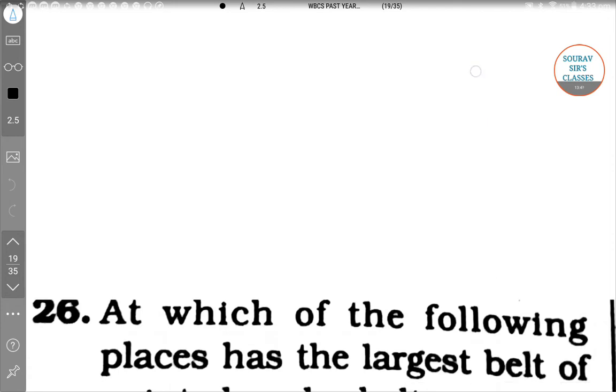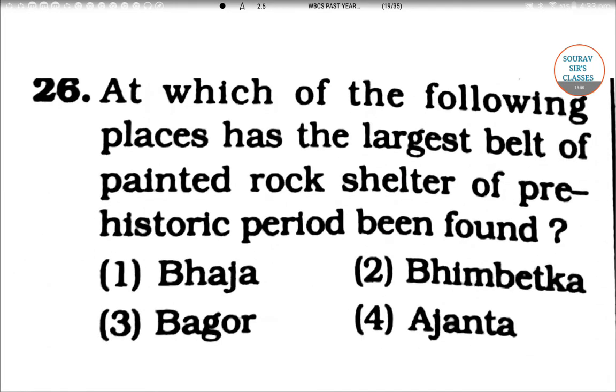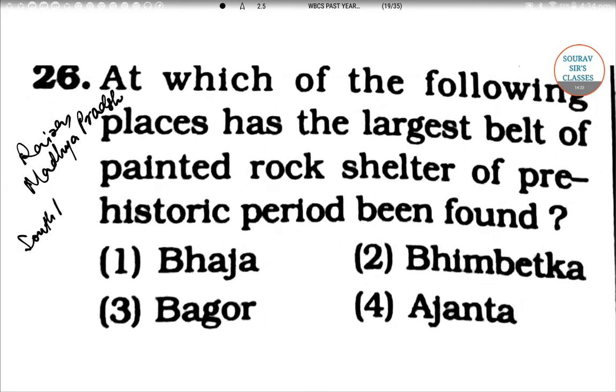At which of the following places has the largest belt of painted rock shelters of the prehistoric period been found? Bhaja, Bhimbetka, Bagor or Ajanta? So Bhimbetka, located in Raisen district of Madhya Pradesh, is famous for prehistoric rock shelters. It exhibits the earliest traces of human life on the Indian subcontinent and thus the beginning of the South Asian Stone Age.